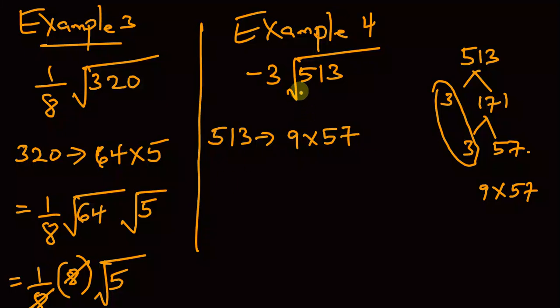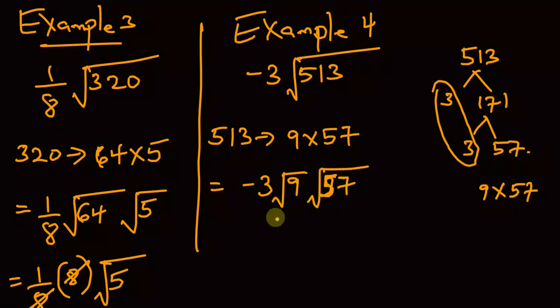We put it inside the equation. It will be -3. We start with -3 first, then root of 9, then times root of 57.